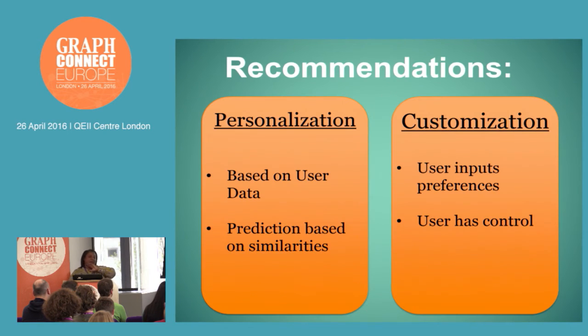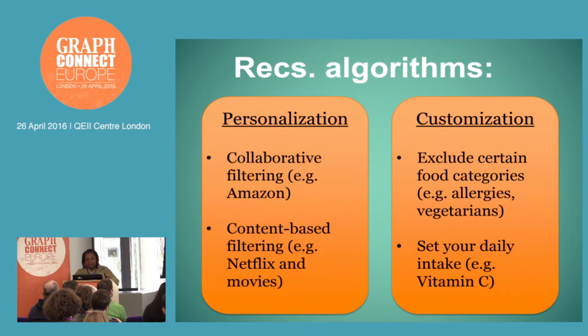So let me talk about recommendations for a second. A lot of times when people talk about recommendations, they're really talking about personalization. They're taking user data and they're trying to use that information to make a prediction, oftentimes based on similarities. Very common. Customization is a little bit different. That's where the user gets to put in inputs, and the user has more control over what is recommended to them. So let me just talk a little bit about recommendation algorithms.